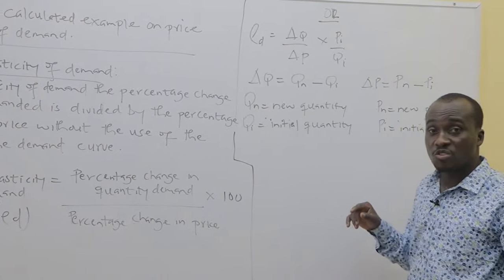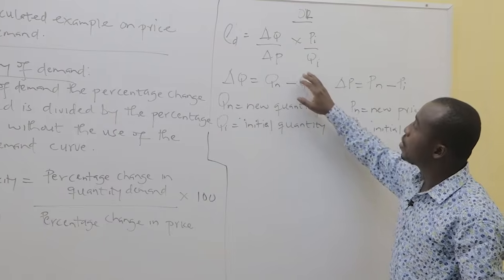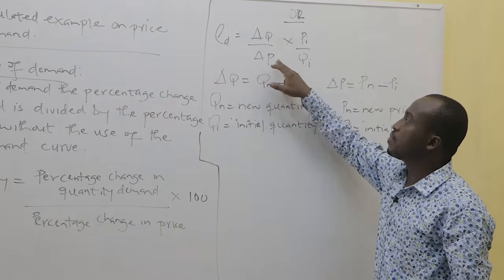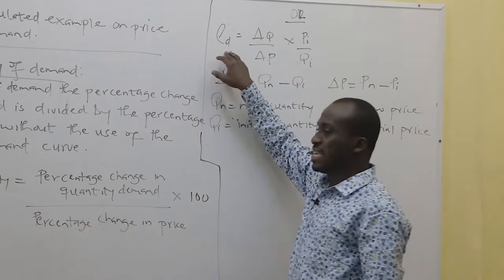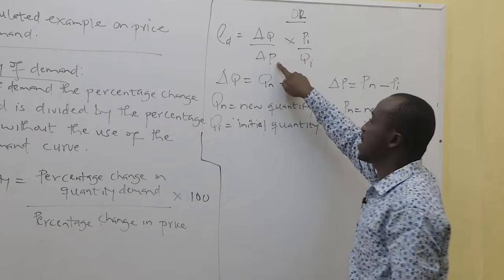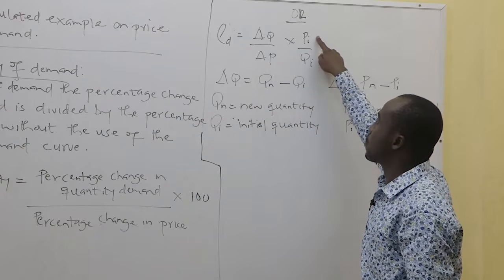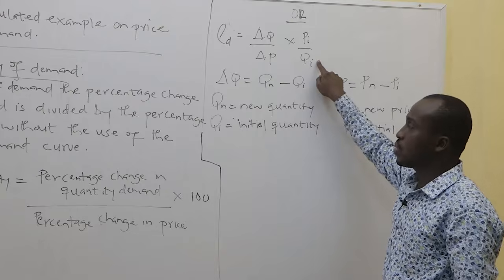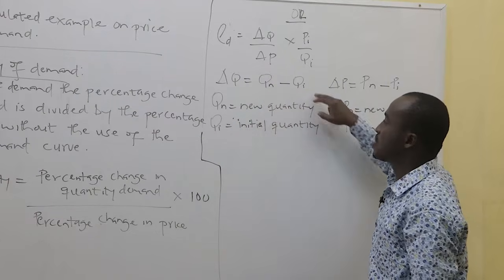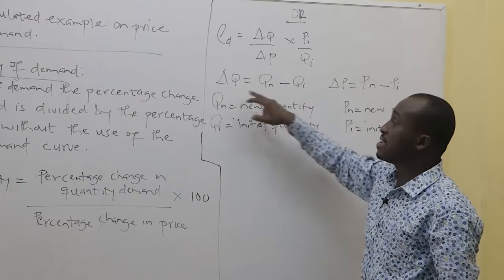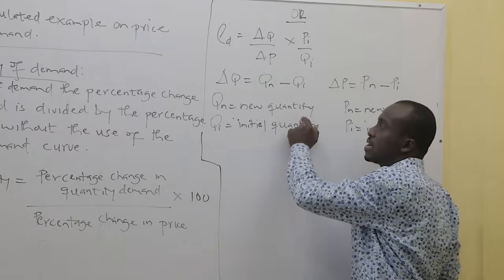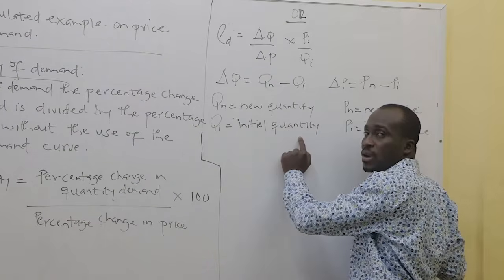Later, you're going to take data response questions. Or you're going to say that the price elasticity of demand, which is E subscript D, is equal to the change in quantity over change in price, times the initial price over initial quantity. What is the change in quantity demanded? The change in quantity demanded is the new quantity minus the initial quantity. So QN is the new quantity and QI is the initial quantity.